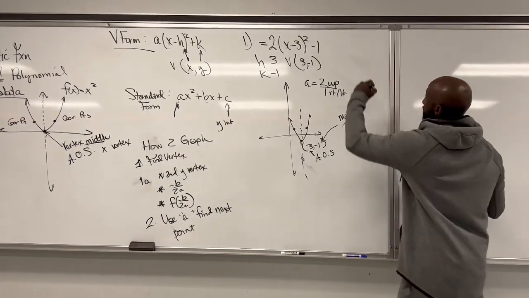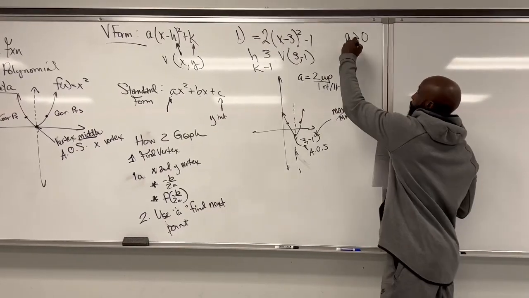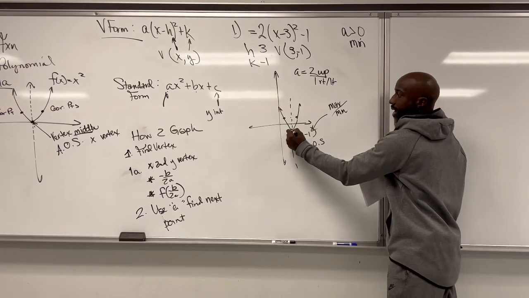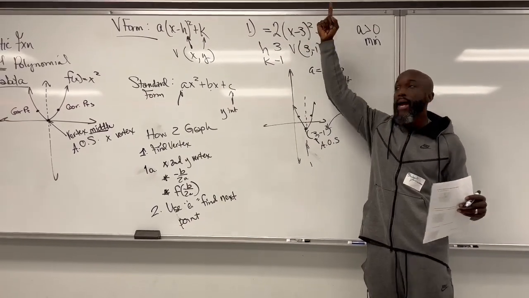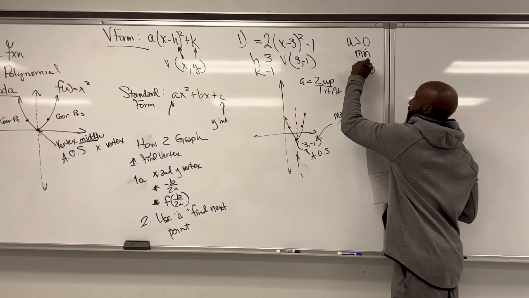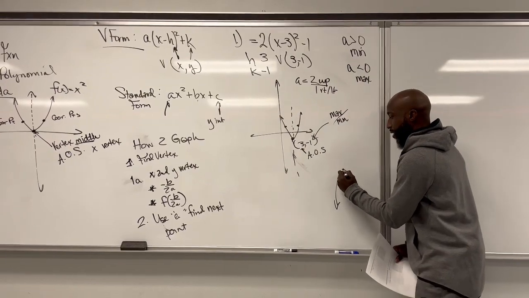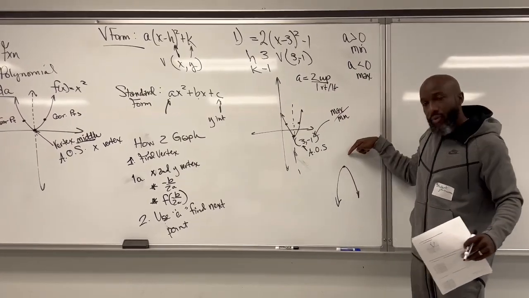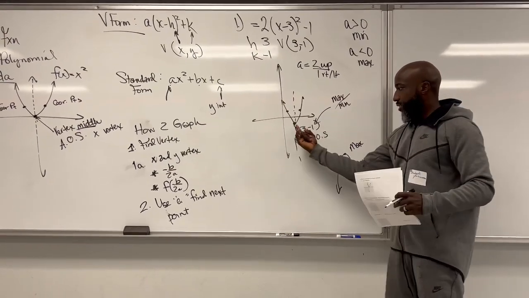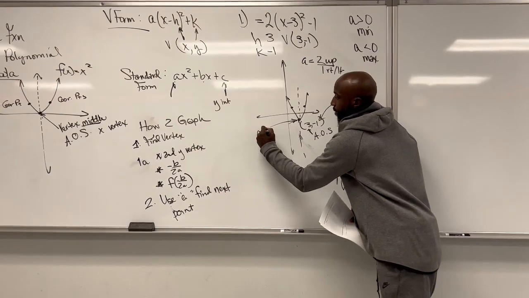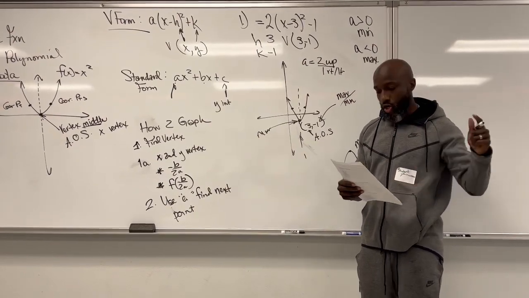If the a is positive, so it's greater than 0, you will have a minimum point, much like this. This is the lowest point of your parabola because it just continues to go on and on and on up. But if the a is negative, you'll have a maximum value, because it'll look something like this. So it's the maximum, the highest point. This is max, opening down. This is min, opening up. Comprende? We good so far? Give me a head nod, let me know we good. All right, cool.